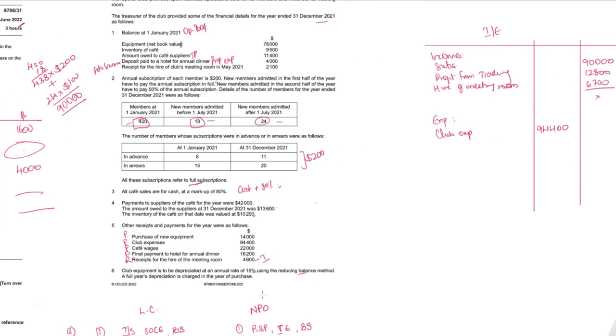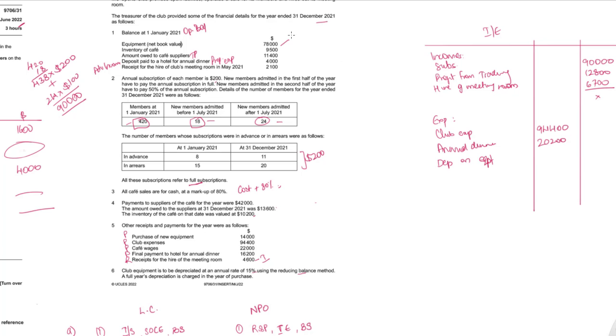No accruals or prepayments related to this. Cafe wages already taken in the cafe trading account. Final payment to hotel for annual dinner. So annual dinner expenses. During the year payment made was 16,200, but at the opening we had prepaid 4,000. That will also be considered as expense for this year. So total 20,200.